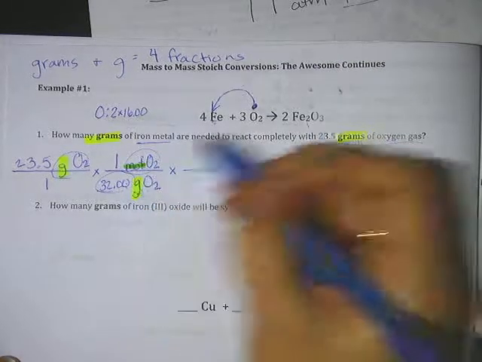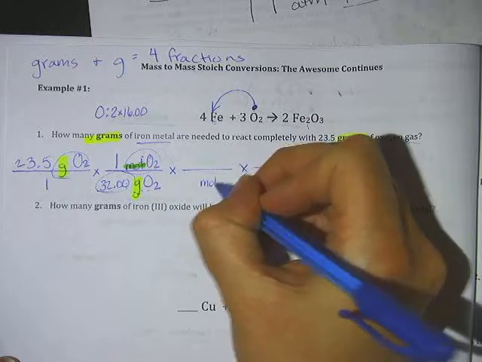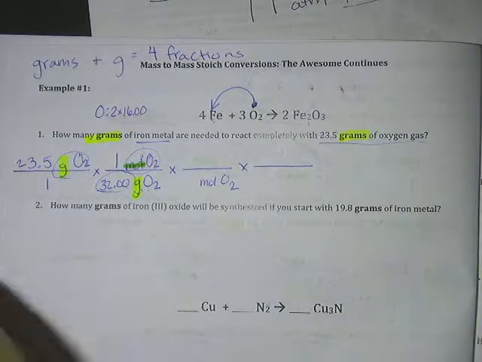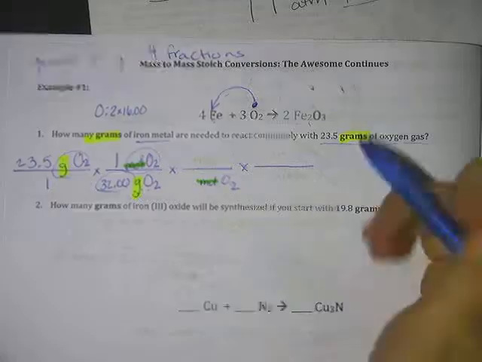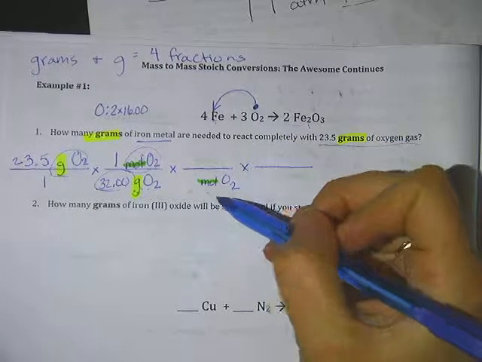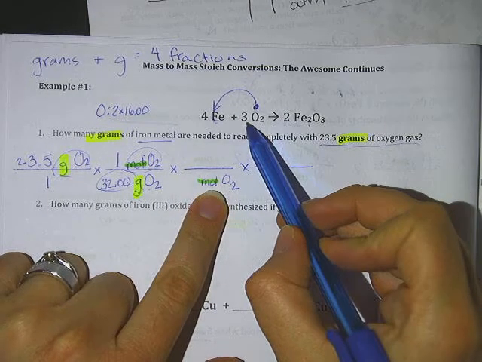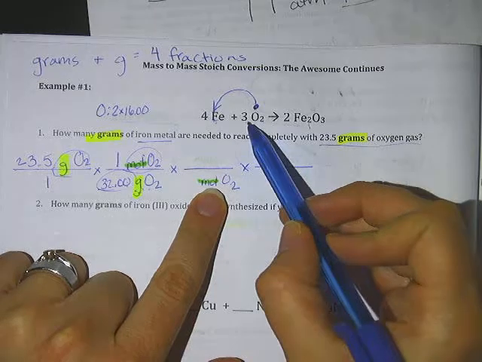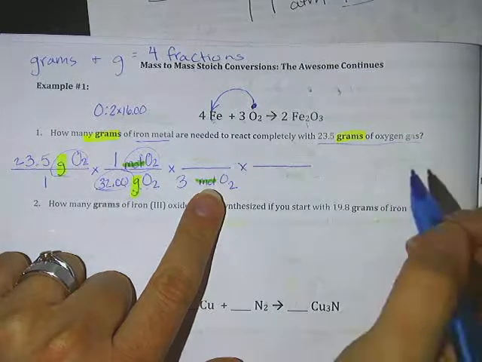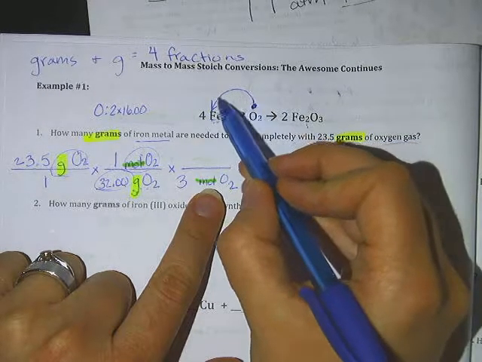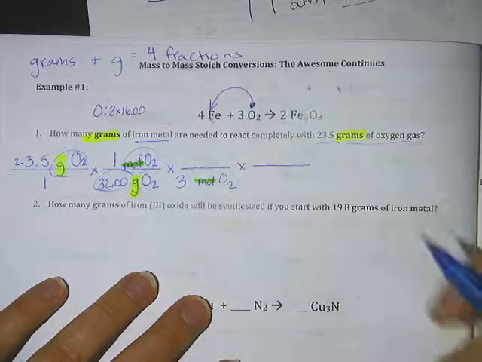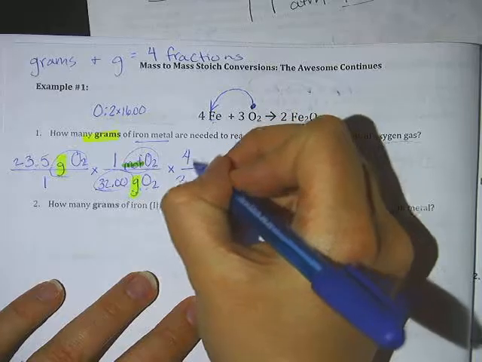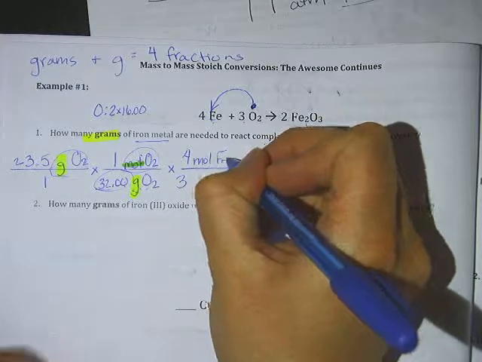Remember that what goes up must come down, so moles of O2 are going to go on the bottom. And once you have moles on the bottom, you're ready for your bridge. So how many moles of O2 do I pay to get on the bridge? 3. So I'm going to put 3 down here. Follow the bridge. It's pointing at 4 Fe. So what do you think I should write on top here? 4 moles of Fe.